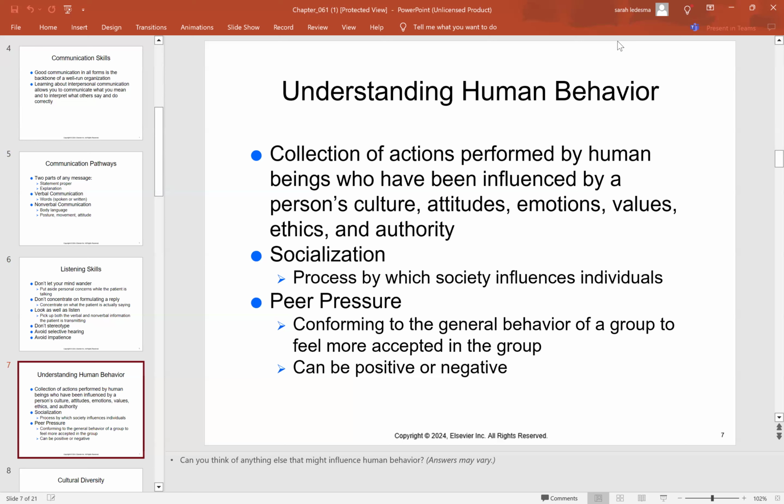Understanding human behavior. Human behavior is the collection of actions performed by human beings who have been influenced by a person's culture, attitudes, emotions, values, ethics, and authority. Socialization is the process by which society influences individuals, and peer pressure is conforming to the general behavior of a group to feel more accepted in that group. This can be positive or negative.